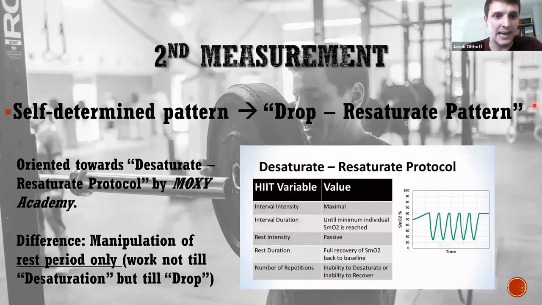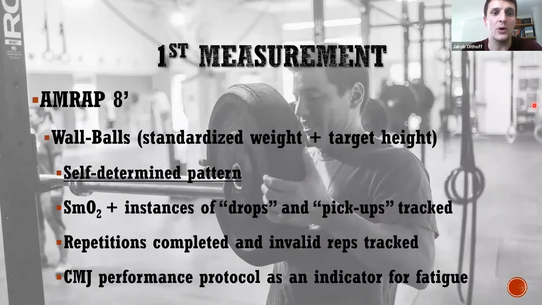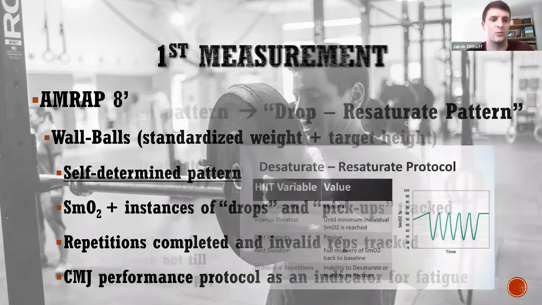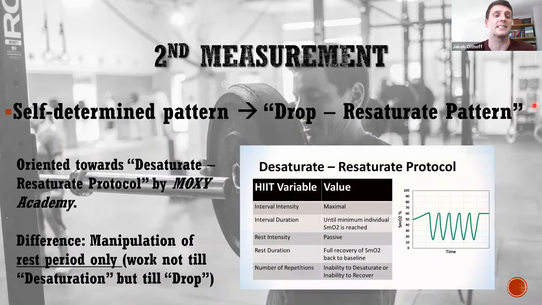In the second measurement, everything stays the same except for the underlying self-determined pattern. What happens now is the self-determined pattern becomes a drop resaturate pattern, as we call it. It's oriented towards the desaturate resaturate training protocol by Moxy Academy. The difference here is we just want to manipulate the rest period. The work period, they again decide on their own. So they work.